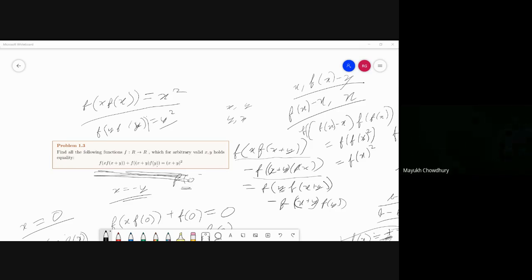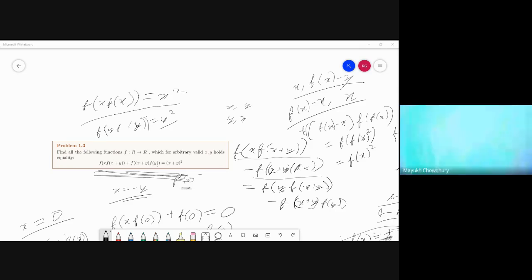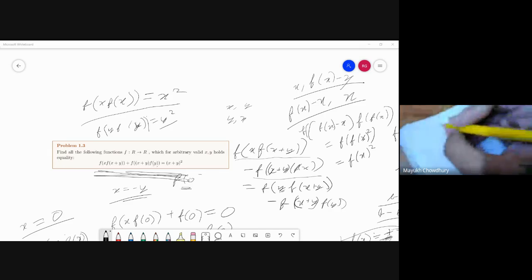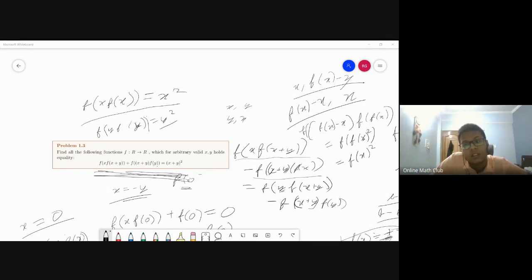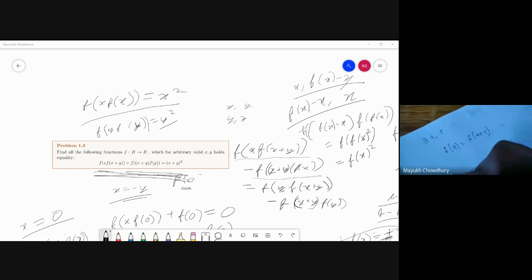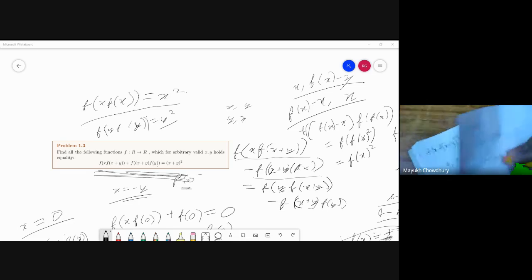I've turned on my video actually. So I assume that there exists a and c such that f of a is equal to f of a plus c. Okay, you're assuming non-injective. Yes, exactly. We are given f of x into f of x plus y plus f of x plus y into f of y is equal to x plus y whole square.